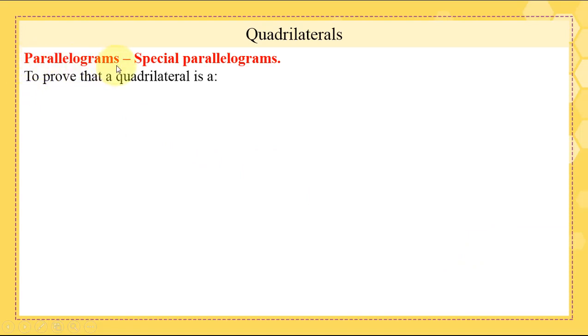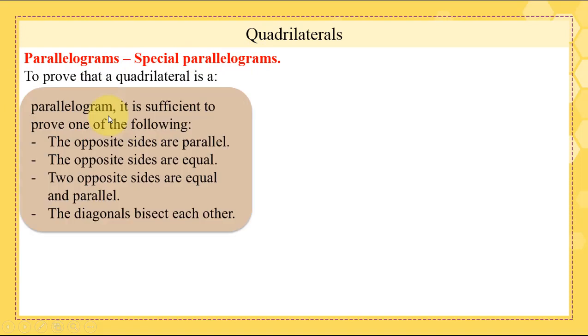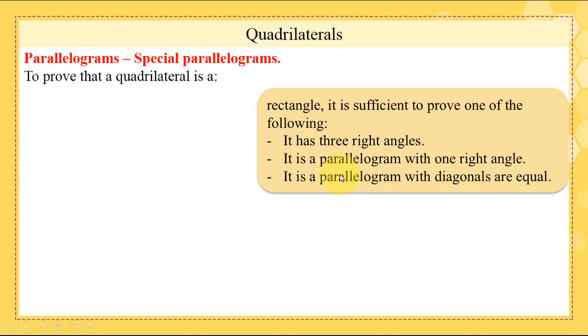Recall about parallelograms and special parallelograms. To prove that a quadrilateral is a parallelogram, it is sufficient to prove one of the following: the opposite sides are parallel, the opposite sides are equal, two opposite sides are equal and parallel, or the diagonals bisect each other. Ways to prove a rectangle: it has three right angles; it is a parallelogram with one right angle; it is a parallelogram with equal diagonals.